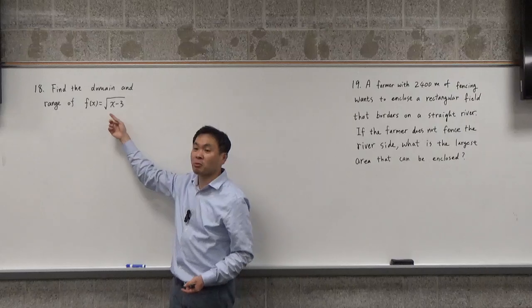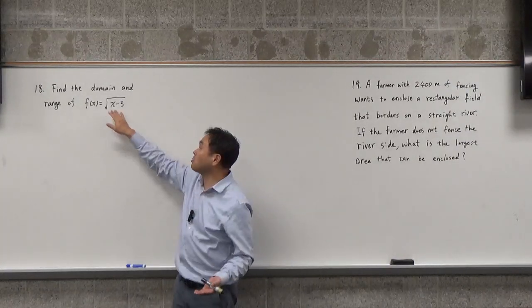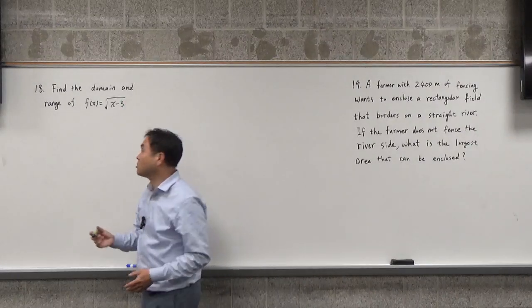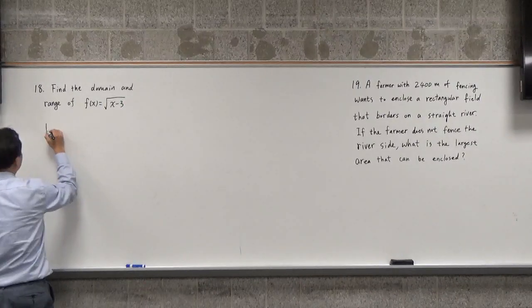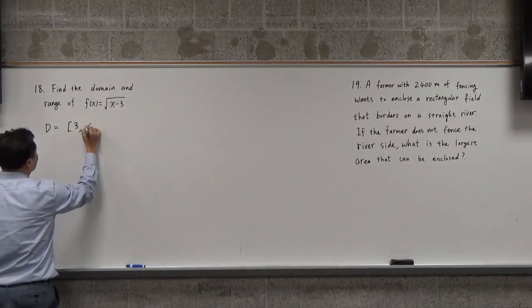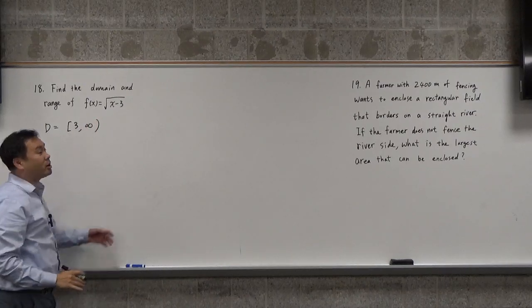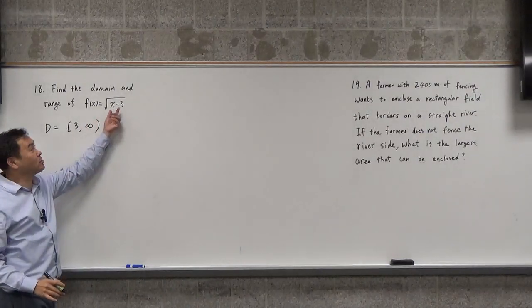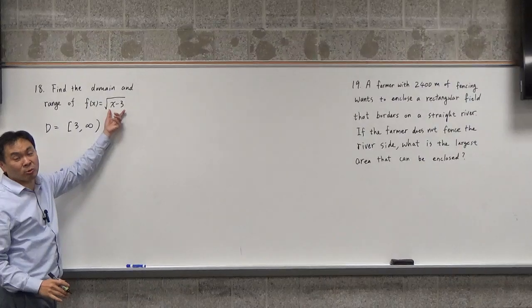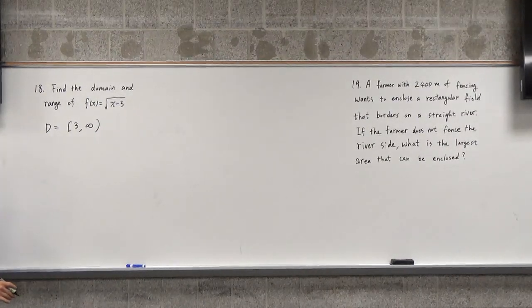Therefore, 3 is okay, and anything above 3 is okay as well. You can plug in 4. 4 minus 3 is 1. The square root of 1 is 1. So you can plug in any number above 3. That tells us that the domain should be 3 to infinity, because anything under 3 is going to make the inside of the square root negative, and that means you can't calculate the function.